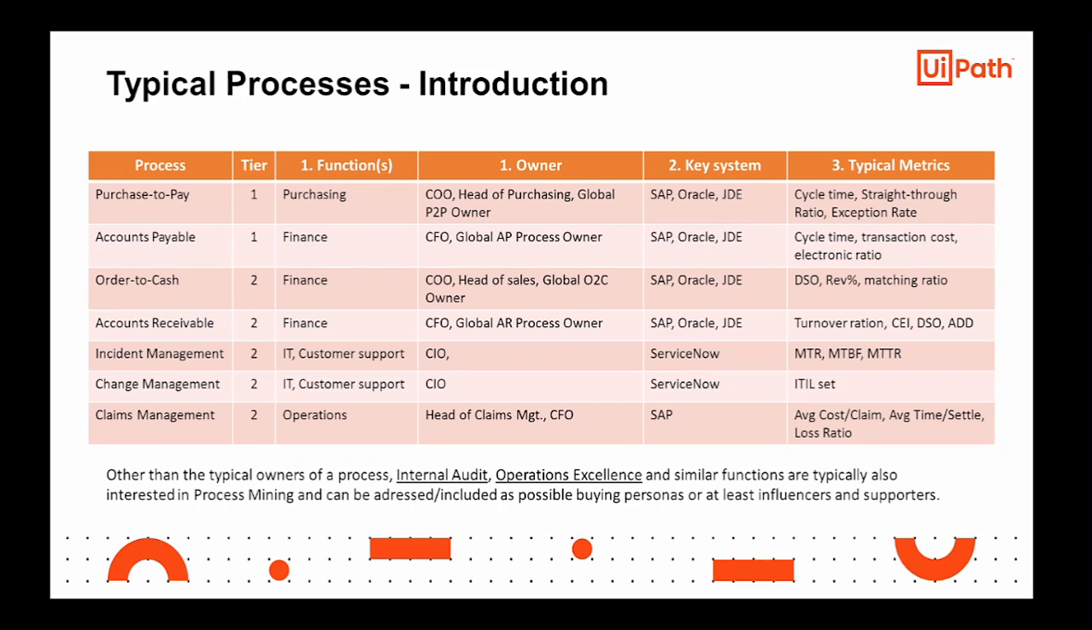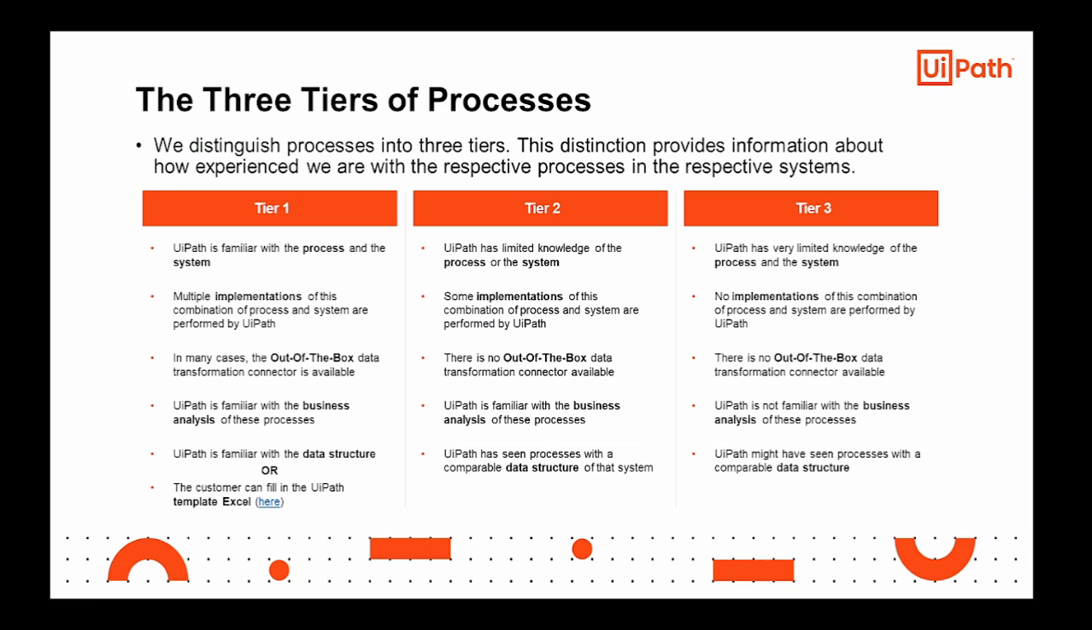For example, purchase-to-pay metrics include overall cycle time, the time it takes to complete a transaction, or straight-through ratio, the percentage of transactions that process without an exception. You can appreciate that these metrics can be impacted by increased insights and automations. And the reason the global process owner for P2P will want to talk to you is because you can demonstrate how process mining and RPA can positively impact those metrics.